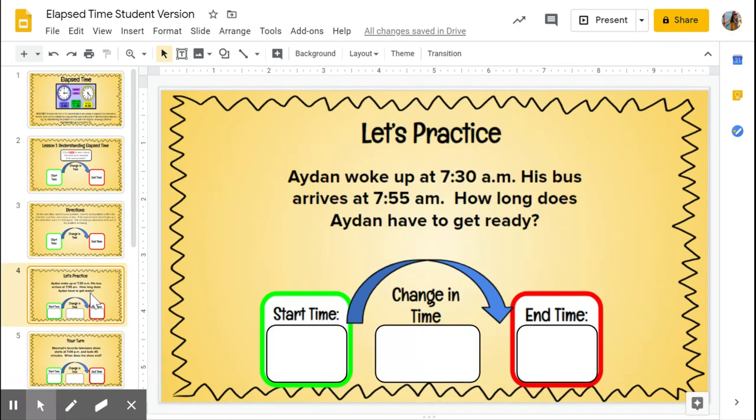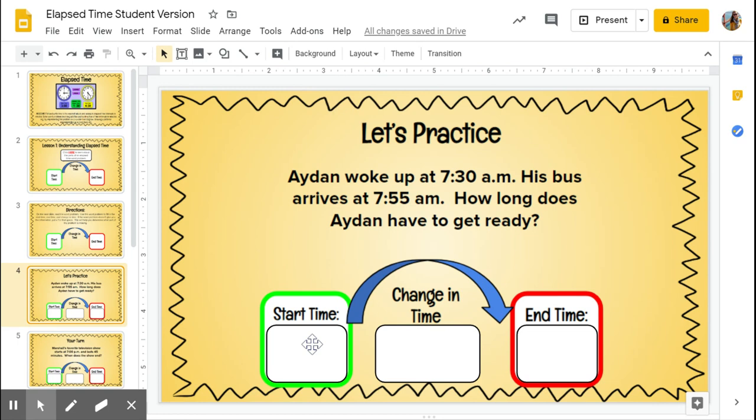So let's go ahead and move on to the next question. And it says, Aiden woke up at 7:30 a.m. His bus arrives at 7:55 a.m. How long does Aiden have to get ready? So I'm just going to read it one sentence at a time and figure out what piece of information that is giving me. So it says Aiden woke up at 7:30 a.m.